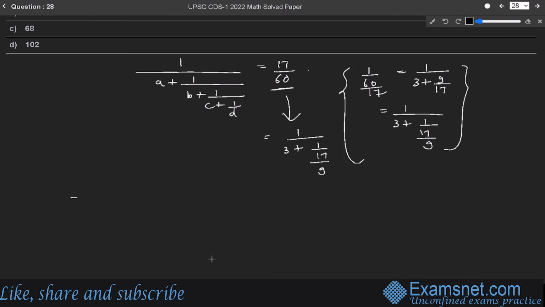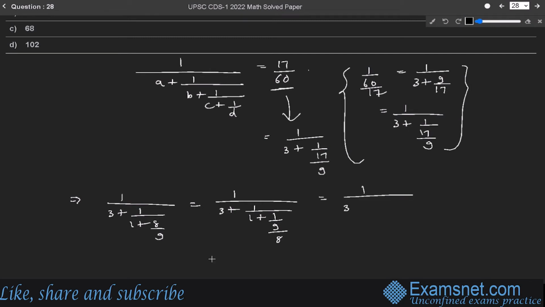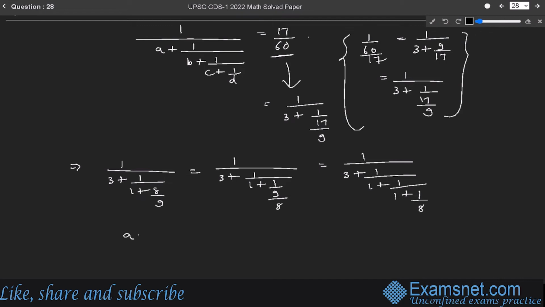Therefore, it will be 1 upon 3 plus 1 upon 1 plus 8 upon 9, which is equal to 1 upon 3 plus 1 upon 1 plus 1 upon 9 by 8. So further solving, it will be 1 upon 3 plus 1 upon 1 plus 1 upon 1 plus 1 by 8. Now on comparing both the sides, we get A is equal to 3, B is equal to 1, C is equal to 1 and D is equal to 8.